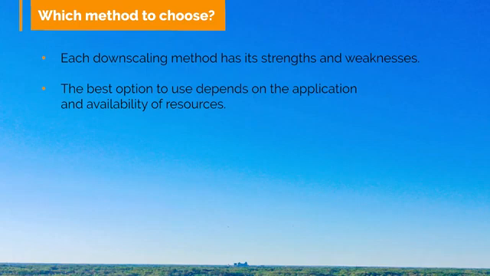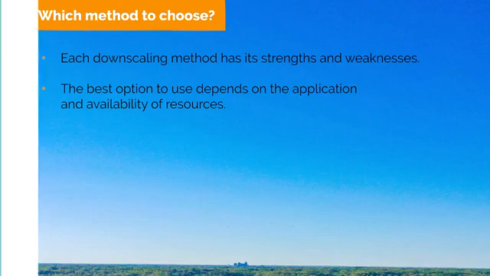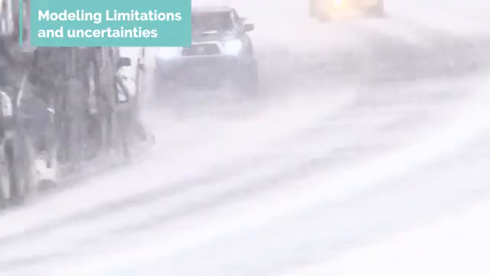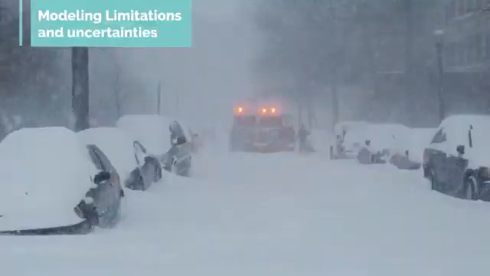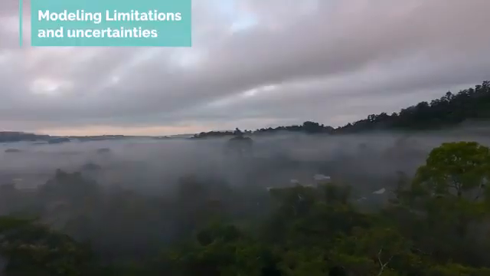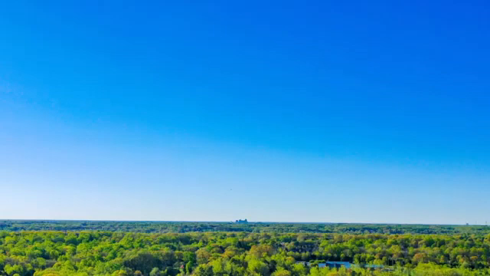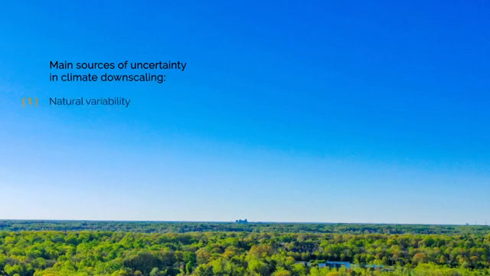In summary, in terms of future climate projections, downscaling is a procedure used to produce higher resolution data from coarse resolution GCMs. The ability to downscale the current climate does not guarantee the accuracy of downscaling in the future, as we know that no predictions of the future can be made with 100% certainty. There are three main sources of uncertainty in climate downscaling. They are natural variability, downscaling methods, and human behavior.